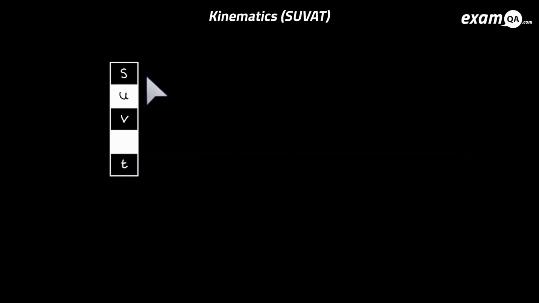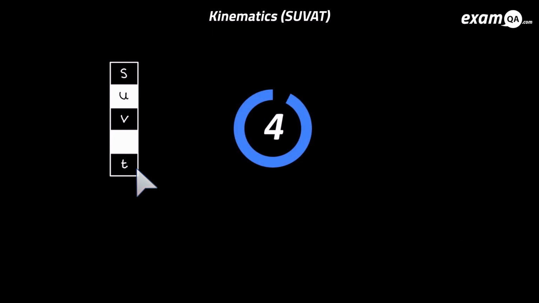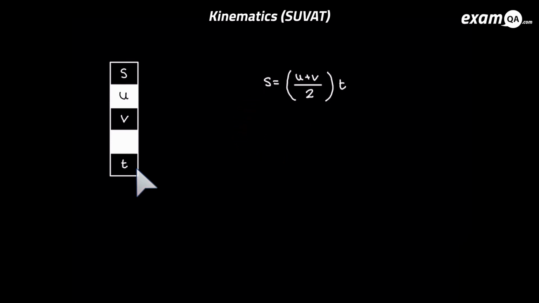This time we've got S, U, V, and T. Which formula has these four letters in it? Take a moment, pause the video and write it down. And this is the formula you should have said: S equals (U plus V) over 2, all times T.